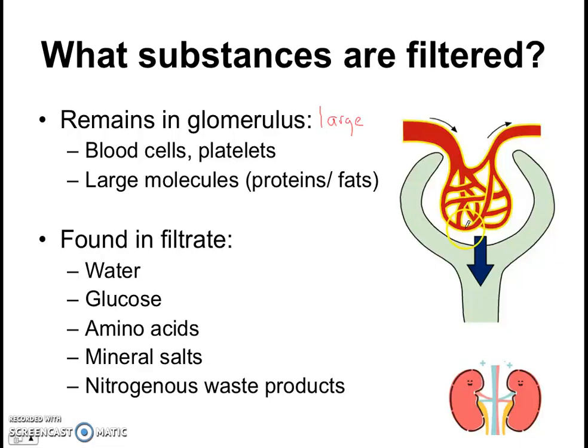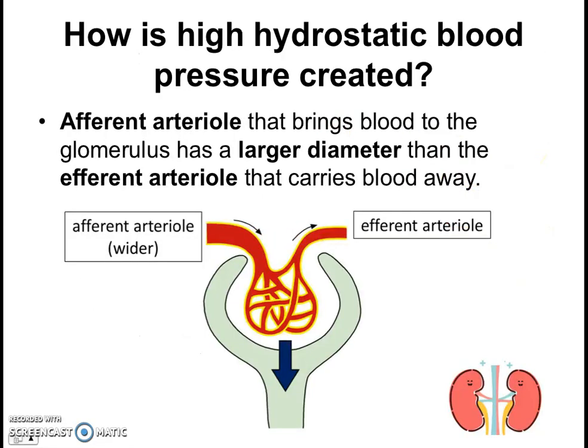Now, what gets forced out of the glomerulus are smaller molecules. For example, water gets forced out, all your glucose will also get forced out, amino acids will get forced out, mineral salts will get forced out, and your nitrogenous waste products like urea will also get forced out. Now, of course, some water does remain inside the blood vessel. Otherwise, there wouldn't be any liquid left in your blood. So a lot of the water gets forced out, but some will remain in the glomerulus as well. Now, the glomerulus and the Bowman's capsule are very well designed for ultrafiltration.